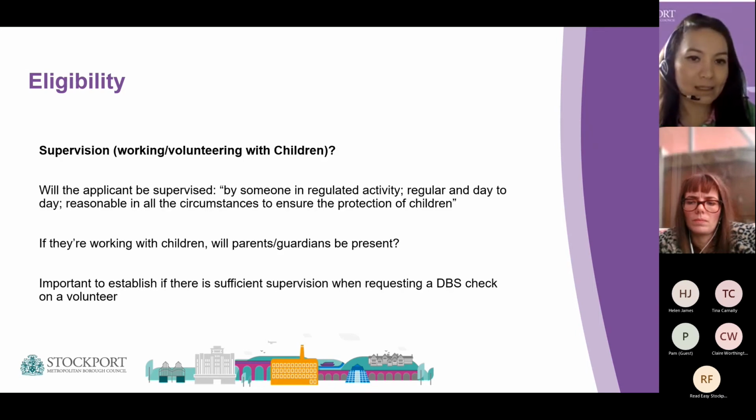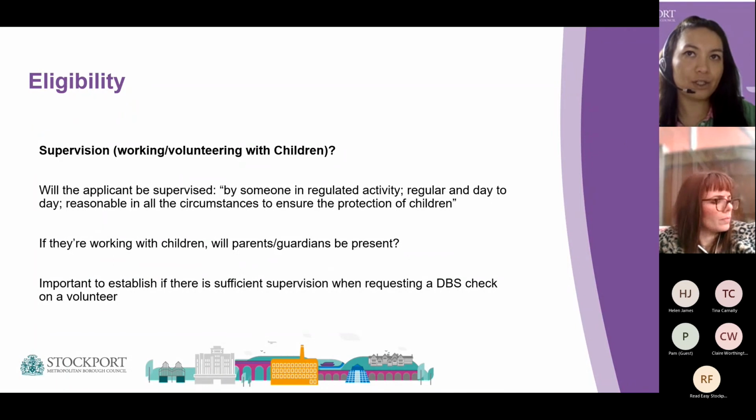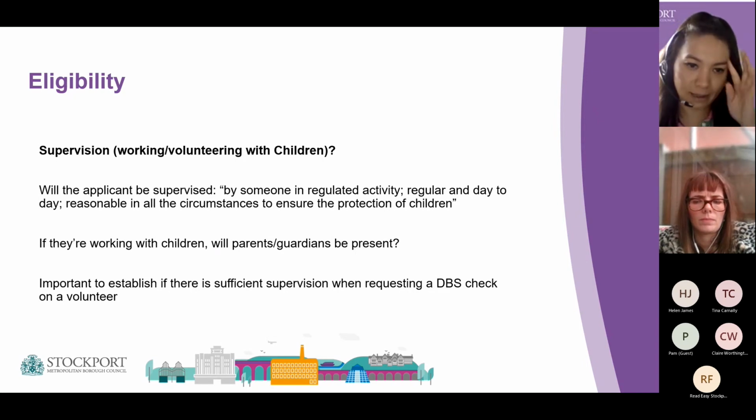And then the final thing we ask if they're working with children is, will they be supervised? So will the applicant be supervised by someone in regulated activity? So are they supervised by someone who's been checked against that barred list check? If they're working with children and parents are present, then they're only entitled to the basic check because parents or guardians are present there with their child. And it's also important to establish if there is sufficient supervision when requesting a DBS check on a volunteer. So when it comes to volunteers, that will determine whether they're in regulated activity or not in some cases.